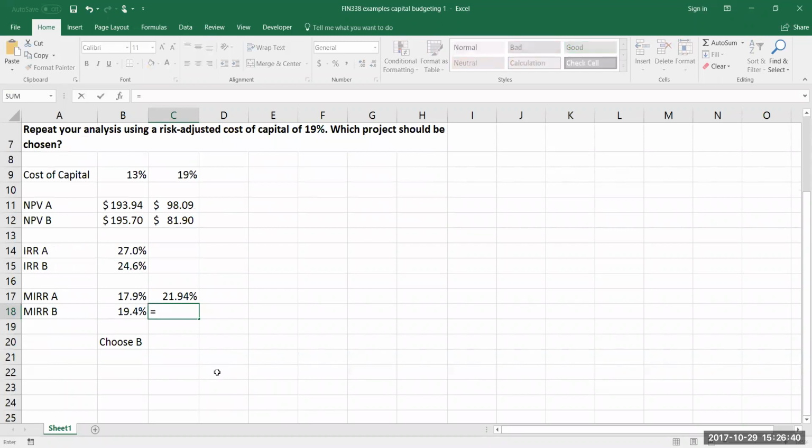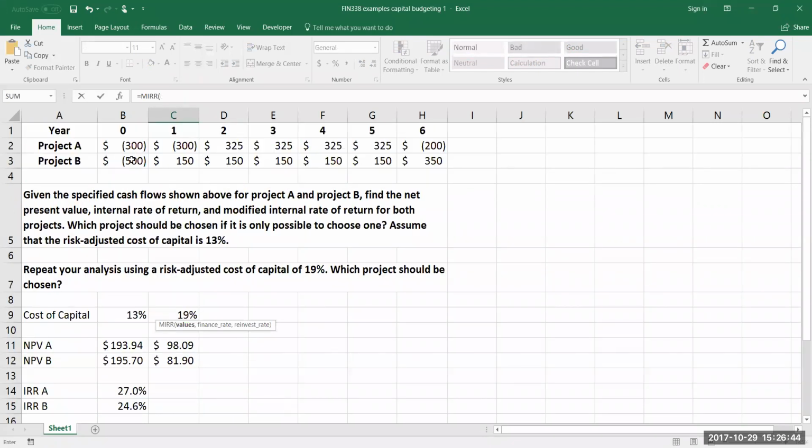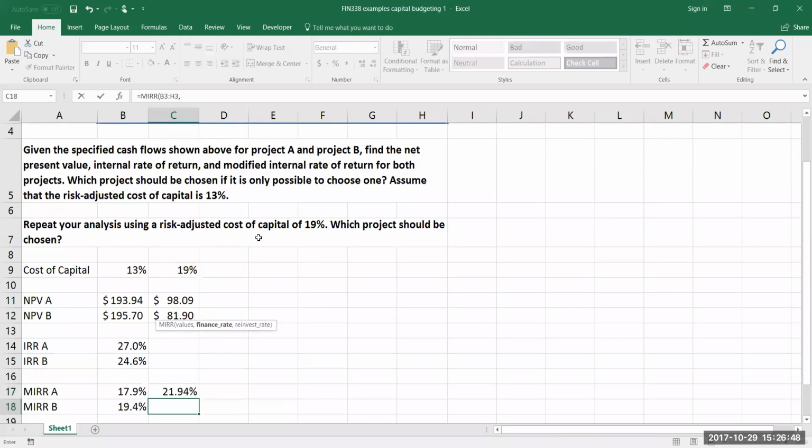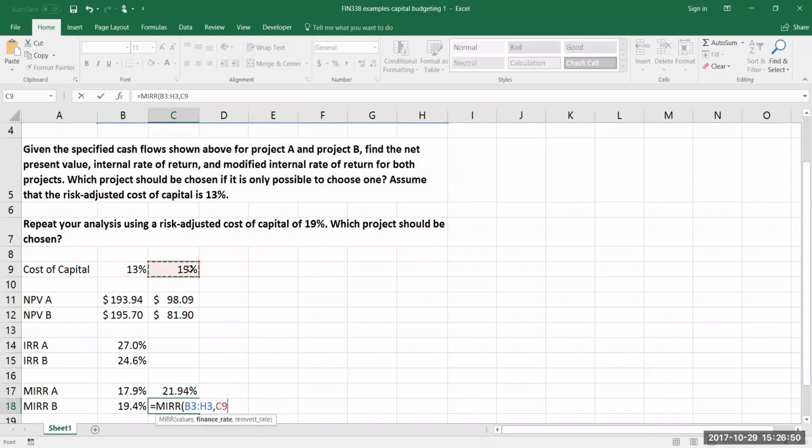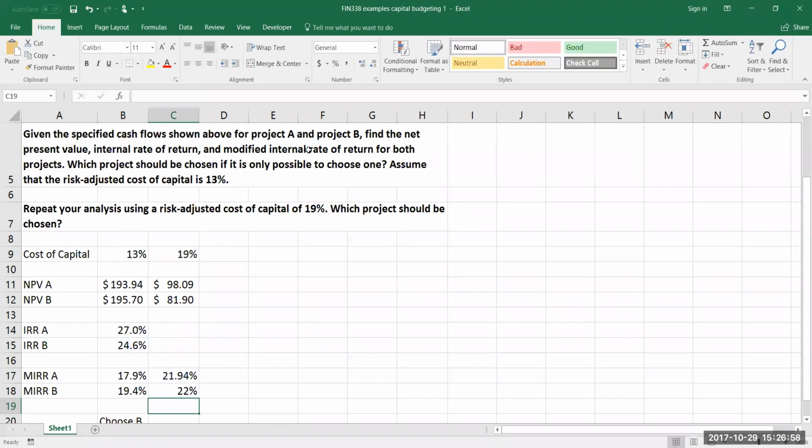And if I repeat the process for project B, incorporating the finance rate, and incorporating the reinvestment rate. And to calculate that. And it turns out, in this case, that the MIRR is actually a little bit higher for project B.